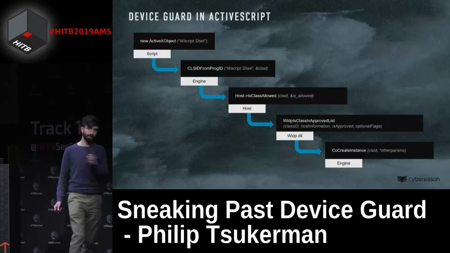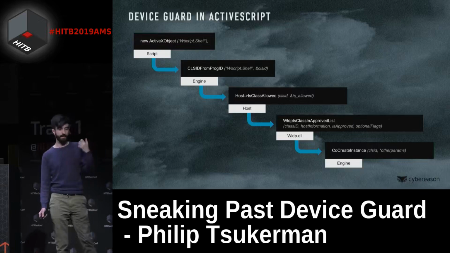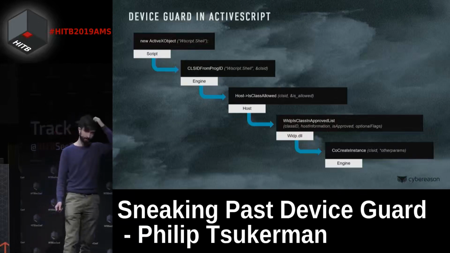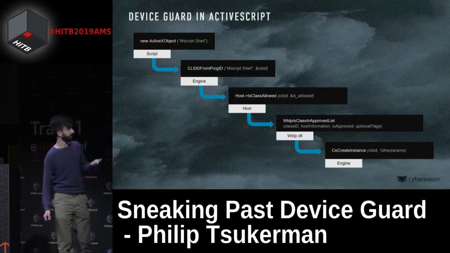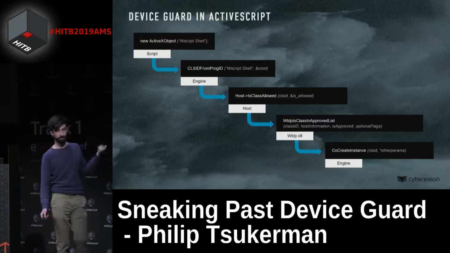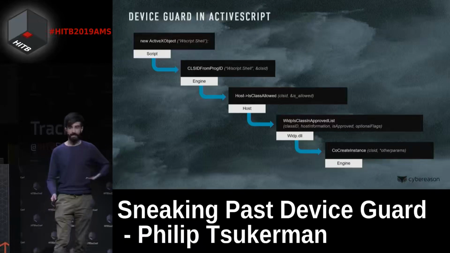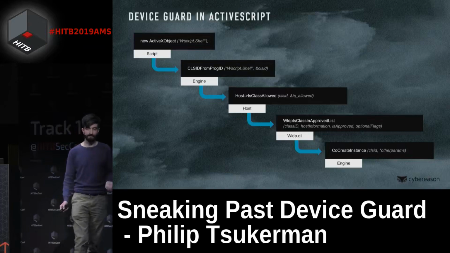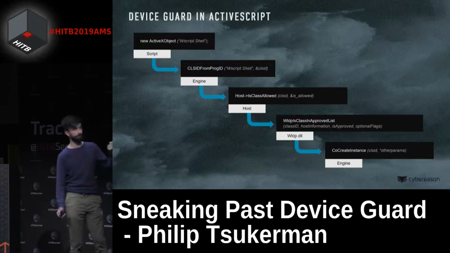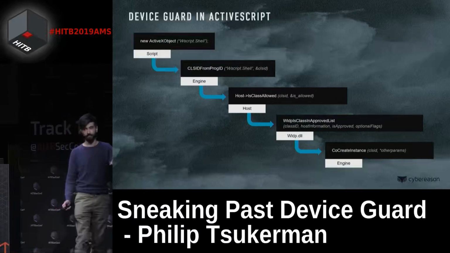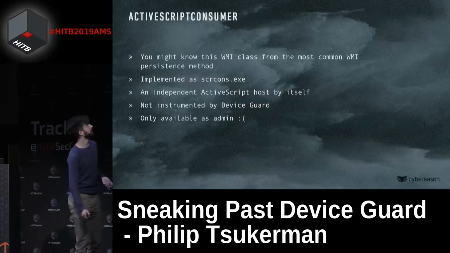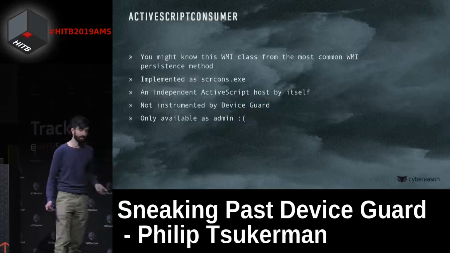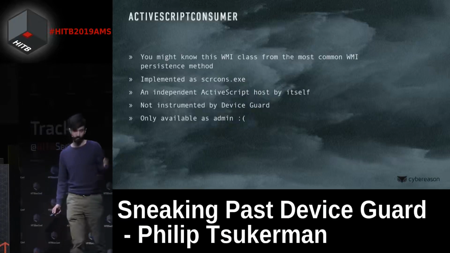Now, not every single engine and host actually supports Device Guard, meaning that sometimes you don't have this IsClassAllowed or it's not called. What happens then is that you simply ignore the lack of IsClassAllowed and you can create whatever. So one category of ActiveScript bypasses is to find a host that does not have this IsClassAllowed function, which then simply silently fails and lets you create whatever. One such scripting host is ActiveScript Consumer, which you might know from WMI persistence.